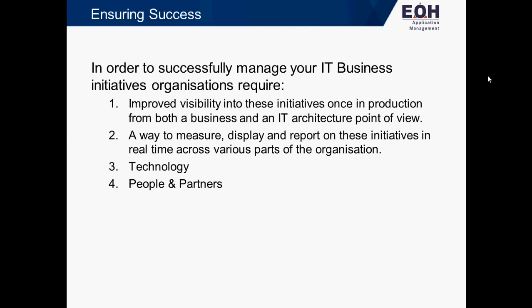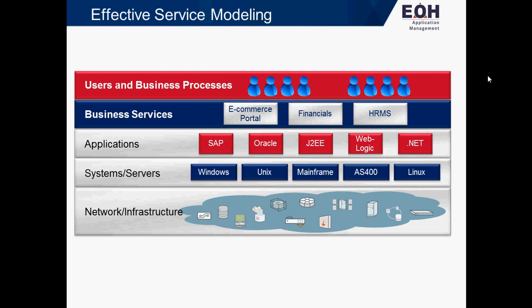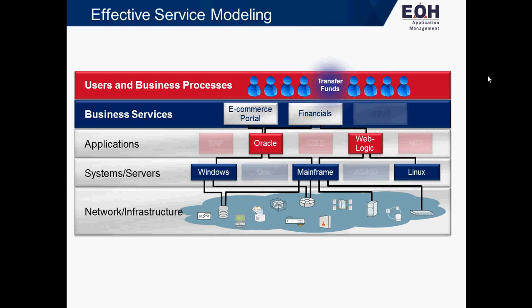So in order to ensure success, there are key factors which you have to take into account, and it's these four key factors. Tonight we're really going to look at two. One is going to be the improved visibility into these initiatives once they're in production from both a business and IT point of view, and a way to measure, display, and report on these initiatives in real time across various parts of the organization.